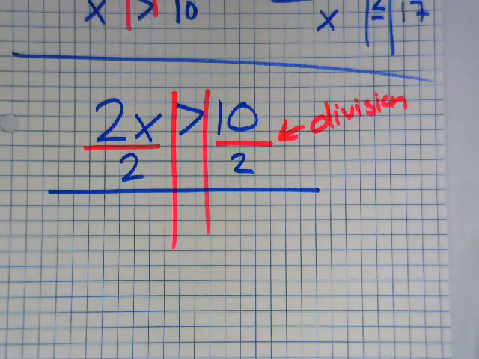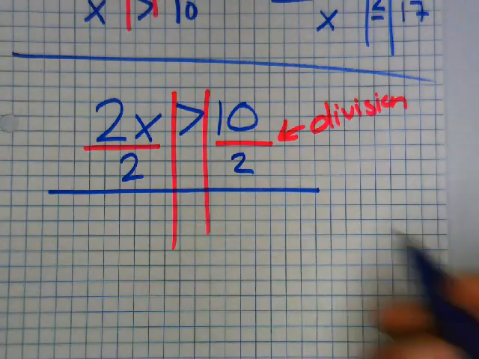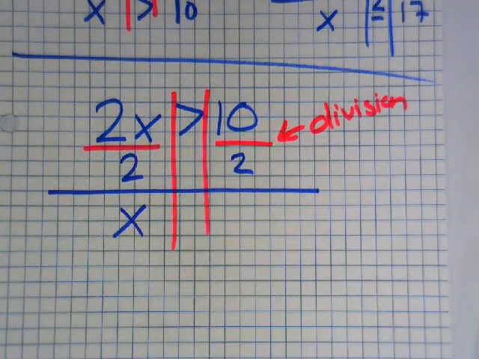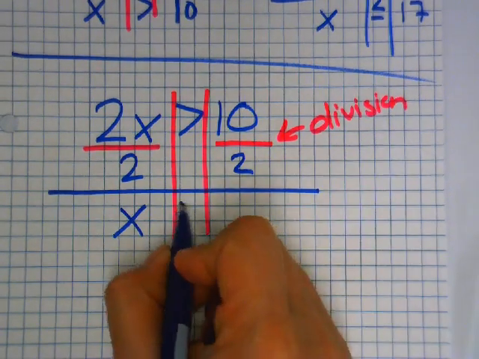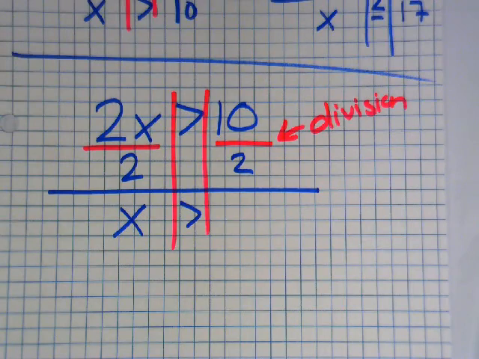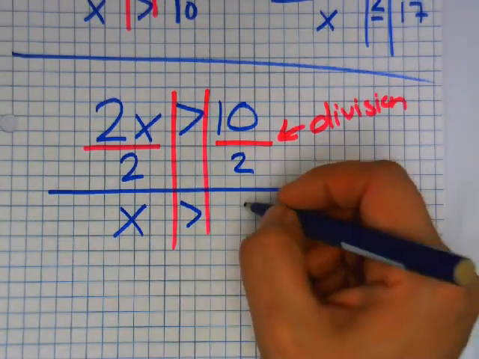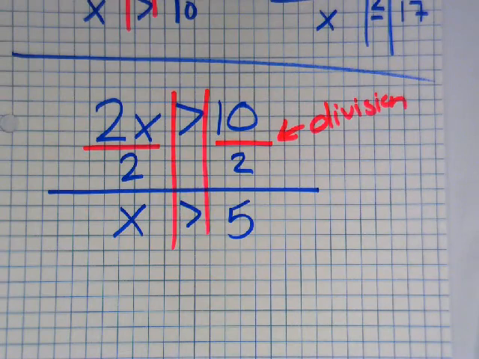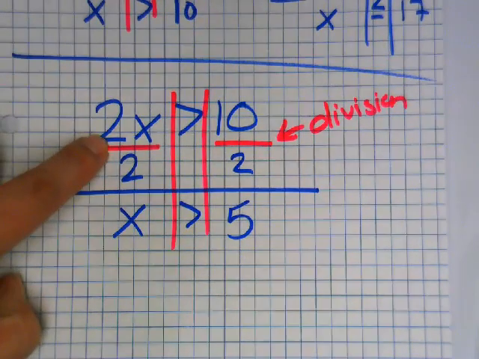But do we really write the 1? No. So we just write x. There is an invisible 1. We just don't write it, but it's there. And that's the goal. The goal is to get 1x. So what is 10 divided by 2? 5. And that's it. Kind of like yesterday, if it's adding, you subtract. Here, if it's multiplication, you're going to divide.